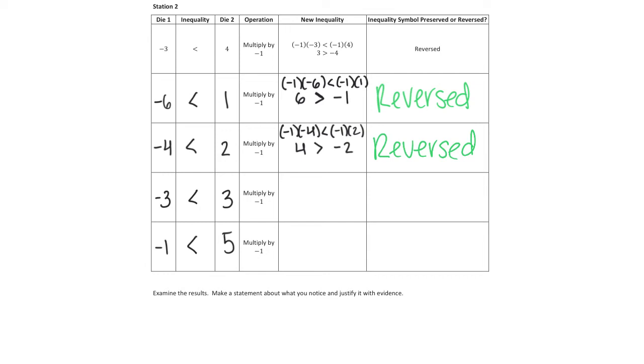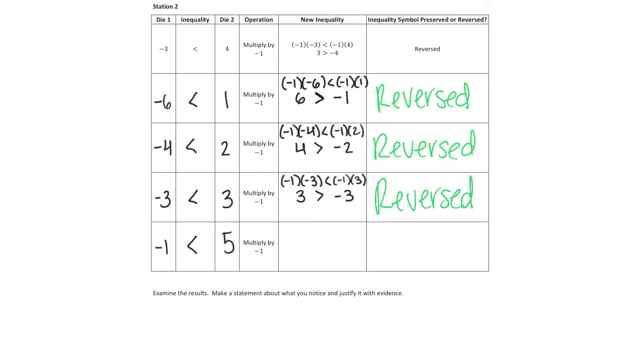All right, now I'm going to have negative 1 times negative 3 is less than negative 1 times 3. So negative 1 times negative 3, a negative times a negative gives me a positive, so I have positive 3. And then I have negative 1 times 3, which is going to give me negative 3. And I know that 3 is greater than negative 3. So when I look at my inequality symbols, I know that they have changed, so they are reversed.